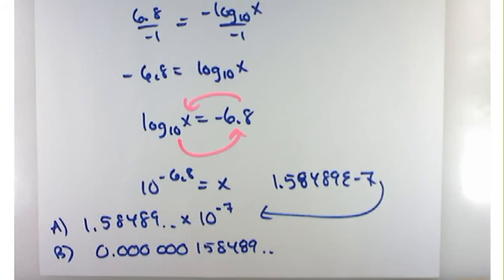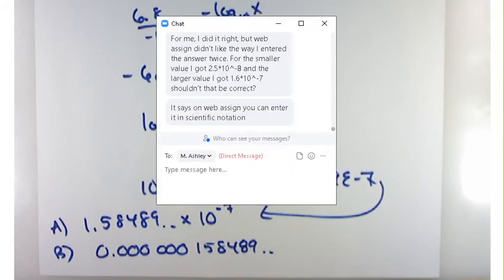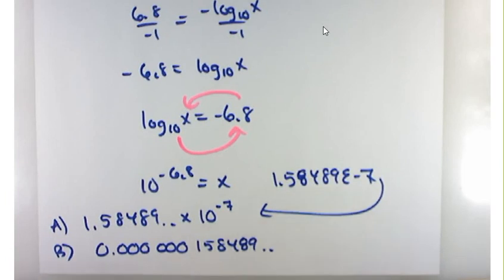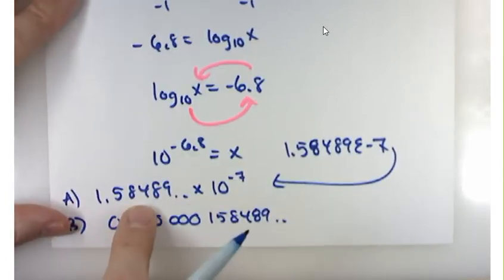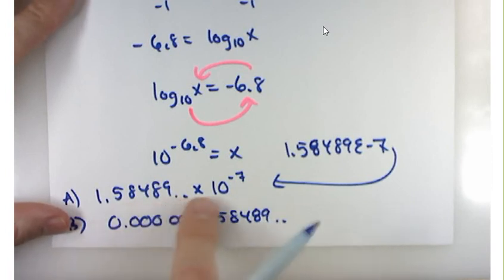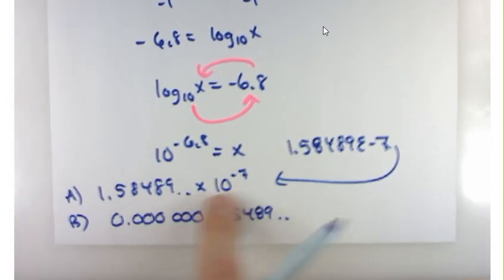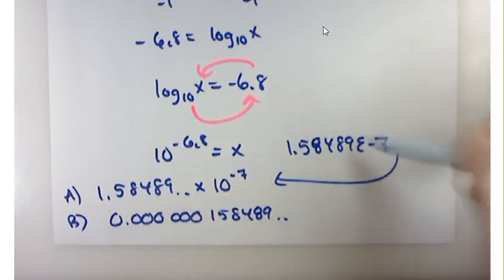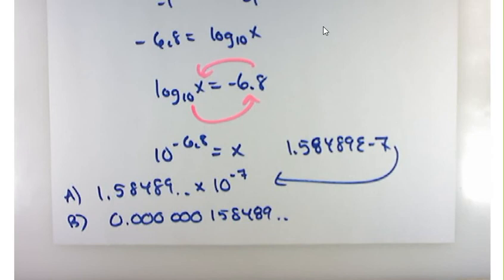Let me just check on the chat. Okay, it says on Webassign that you can enter the answer in scientific notation. So I think they'd probably be looking for something like this, 1.54849, or however many digits they want you to round it to, times 10 to the negative 7th. So when you get E to some number, just realize that that's your number in scientific notation.